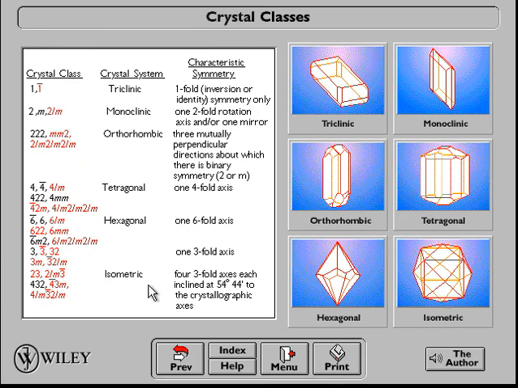When these are isometric or cubic crystals, you have 4-fold and the characteristic symmetry of these crystal classes. You have 4 3-fold axes, each inclined at 54 degrees, 44 minutes to the crystallographic axis. We have here also examples, 1, 2, 3, 4 examples. Then we are checking now these examples, and then we are done, I think, with the 2-hour, with the 3-hour class. Yes.